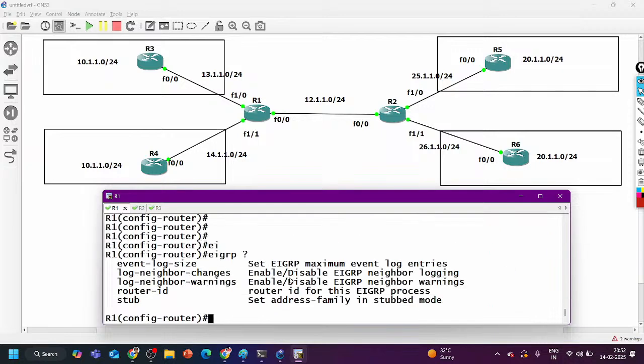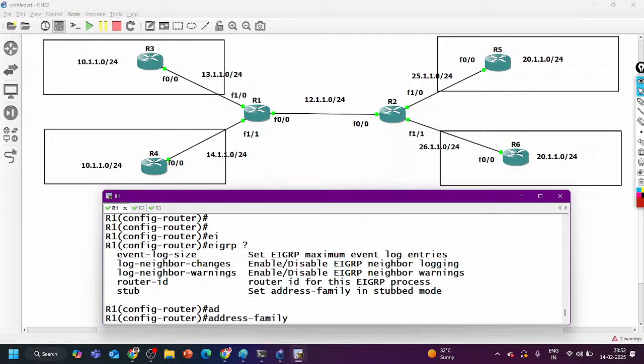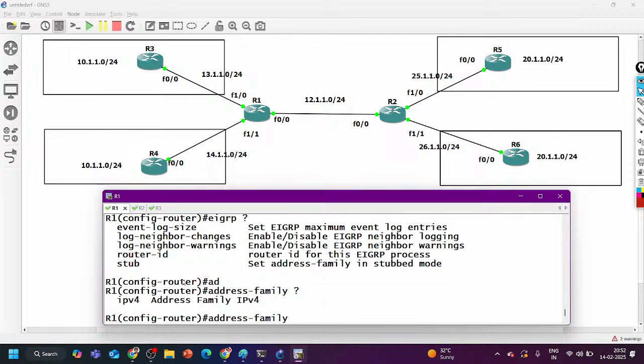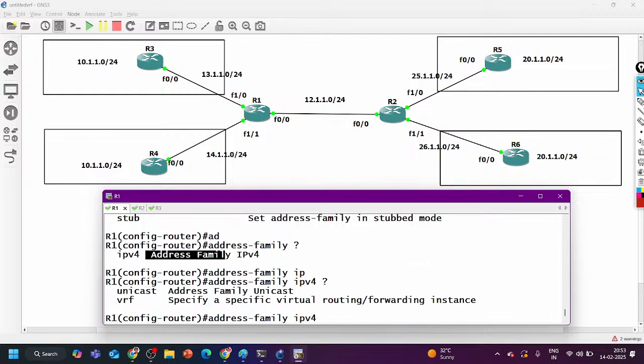So here we will use address family to configure EIGRP for the VRF. How? I will say address family over here, then I will select my network. If I put a question mark here, you can see I have only the IPv4 option. On some devices you will get IPv6 also. So let me select it. And then it is asking for the VRF: for which VRF you want to enable EIGRP. Just wait one minute.